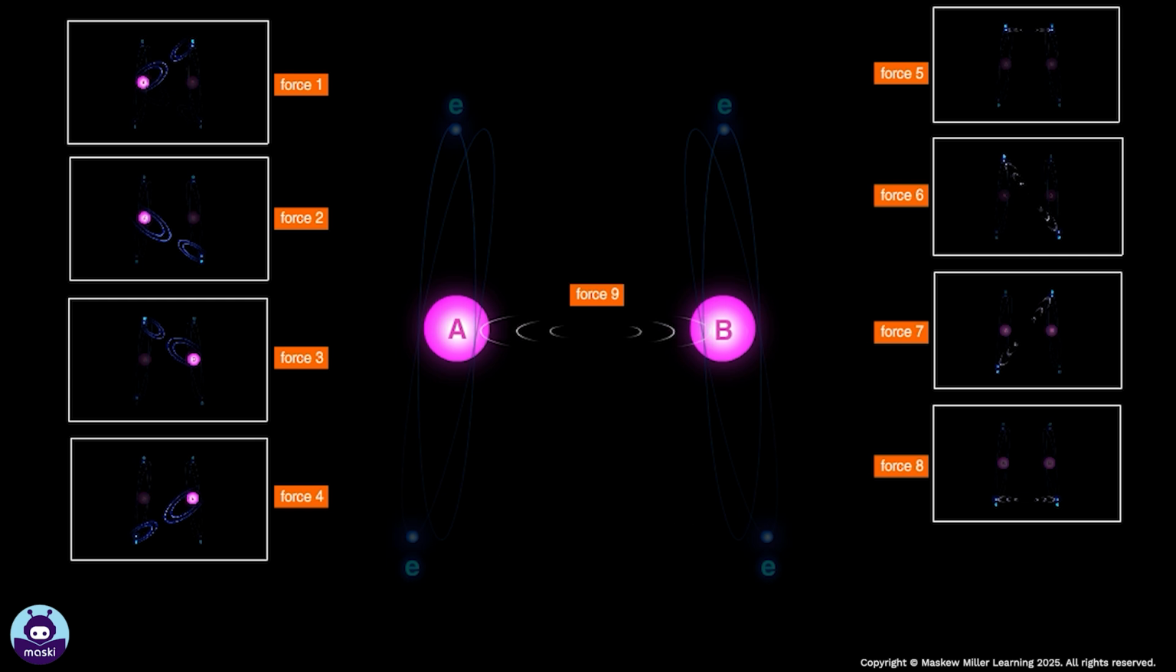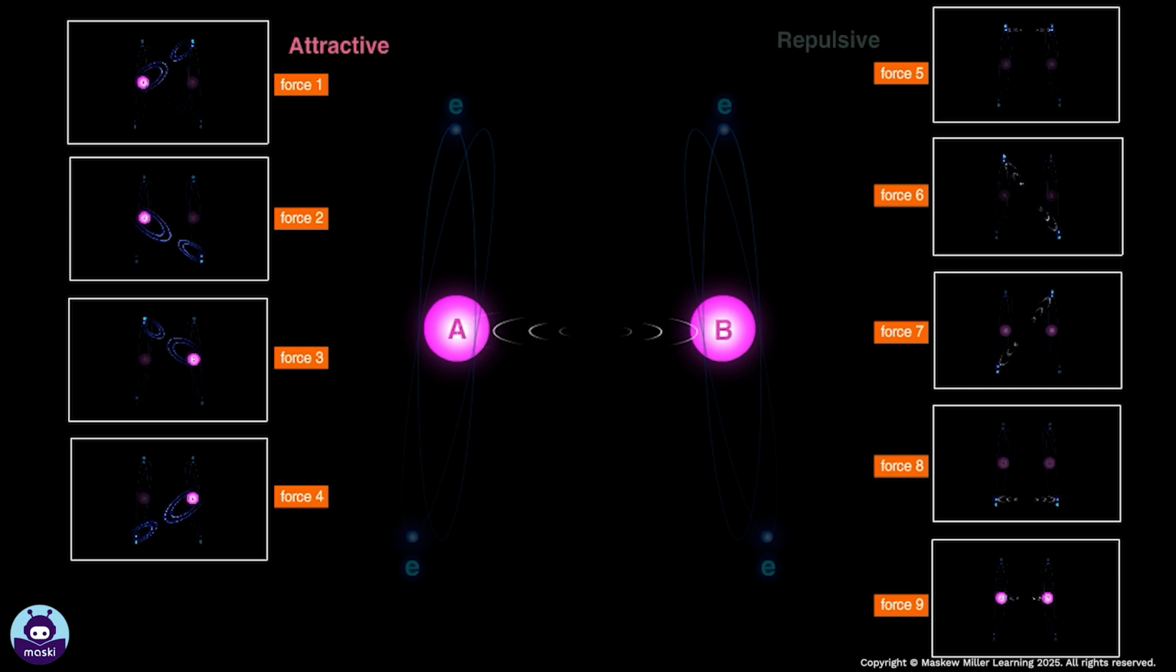Force 9. Finally, there is the electrostatic repulsive force between the two nuclei of A and B. In the case of helium, we can see that there are a total of 4 attractive forces and 5 repulsive forces. The net electrostatic force of attraction is very slightly greater than the net electrostatic force of repulsion.